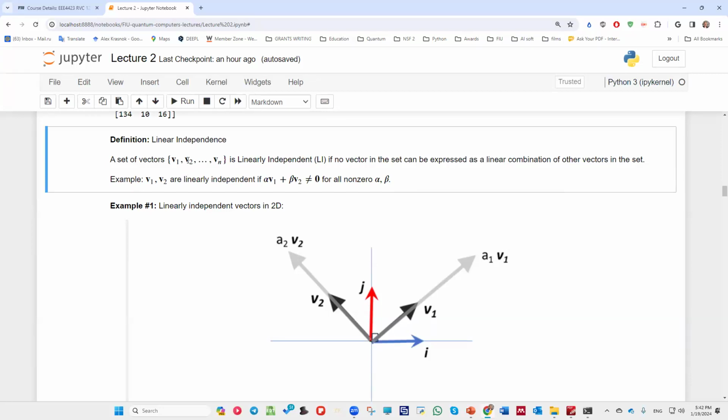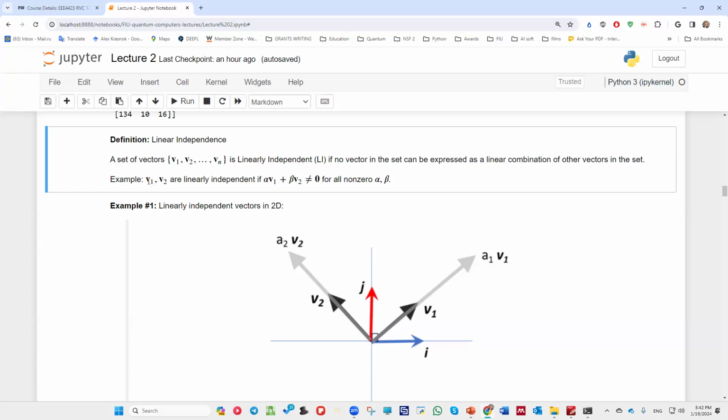Okay, so this basically means that this set of vectors is unique. You cannot represent, for example, v1 through linear combination of other vectors. Linear combination means these vectors multiplied by any parameters.